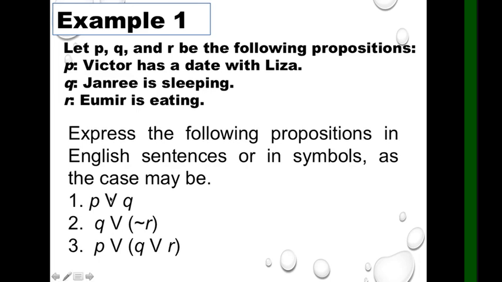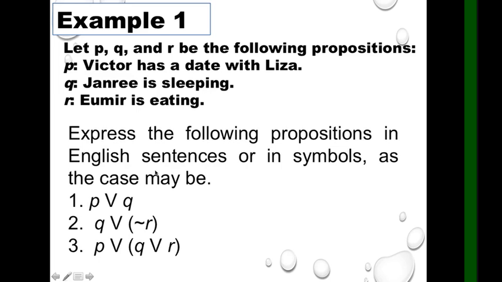Okay? Remember that ∨ is or. So that means P or Q. So, Victor has a date with Lisa or January is sleeping. So, that's the answer for number 1. Number 2, Q or not R. Q, January is sleeping, or Yumir is not eating, because this is a negation. Number 3, P ∨ Q ∨ R. Ibig sabihin, Victor has a date with Lisa or January is sleeping or Yumir is eating. So, that's all about 1, 2, 3, examples into English sentences.